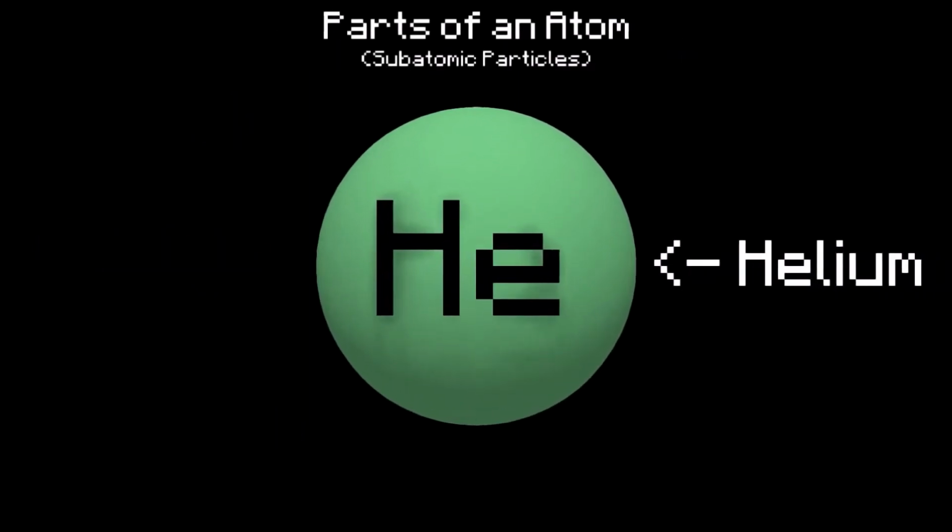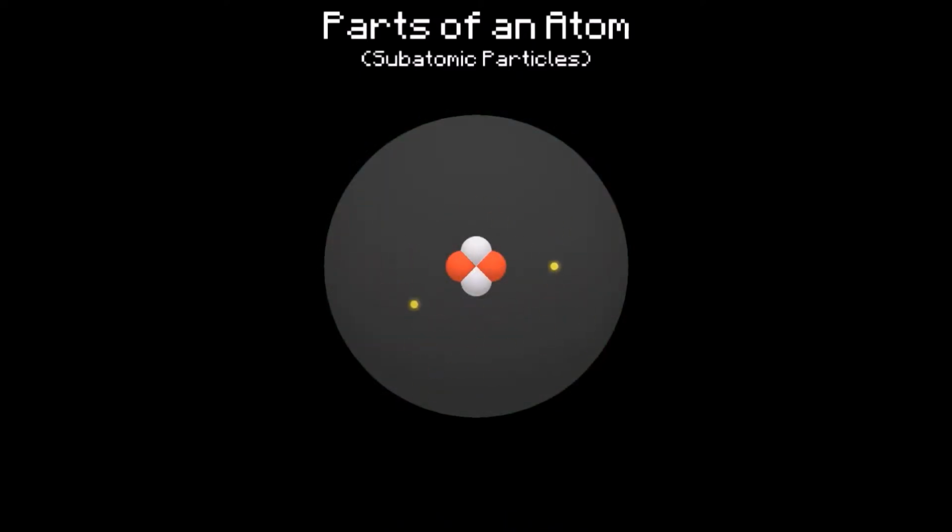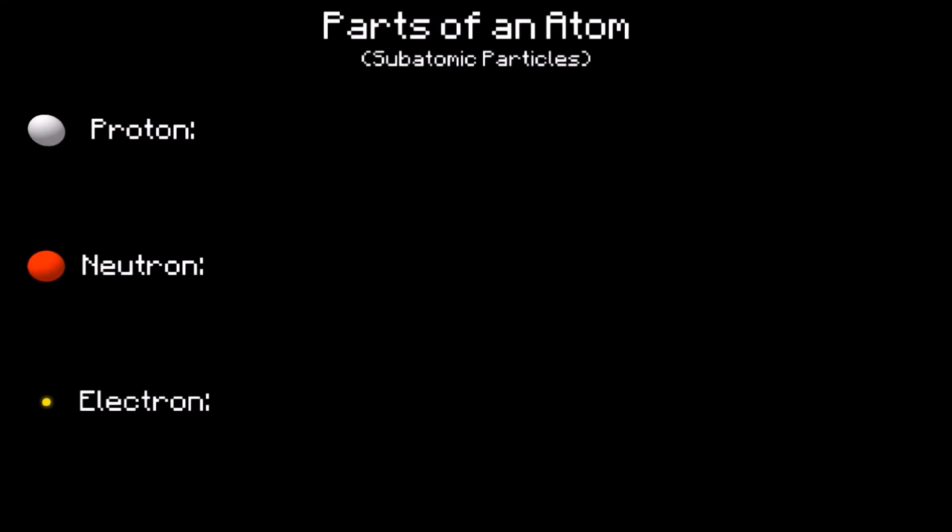Atoms also have their very own parts, which are called subatomic particles. These are the proton, neutron, and electron. There are actually many more subatomic particles, and even the subatomic particles are made up of the elementary particles, such as leptons, quarks, and bosons. But we won't be covering those in this video.